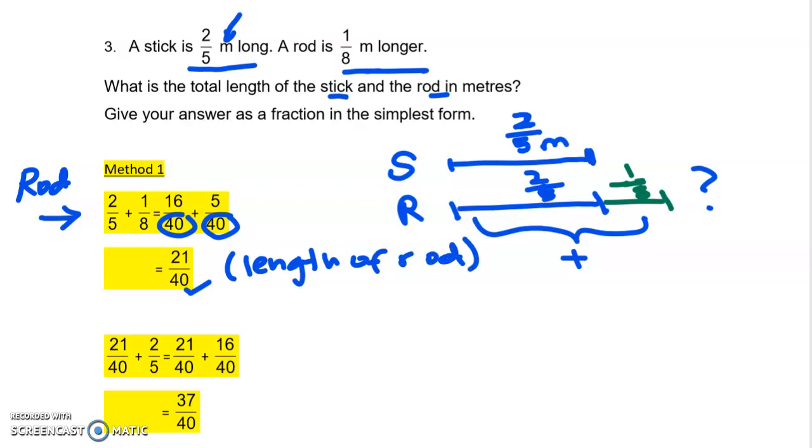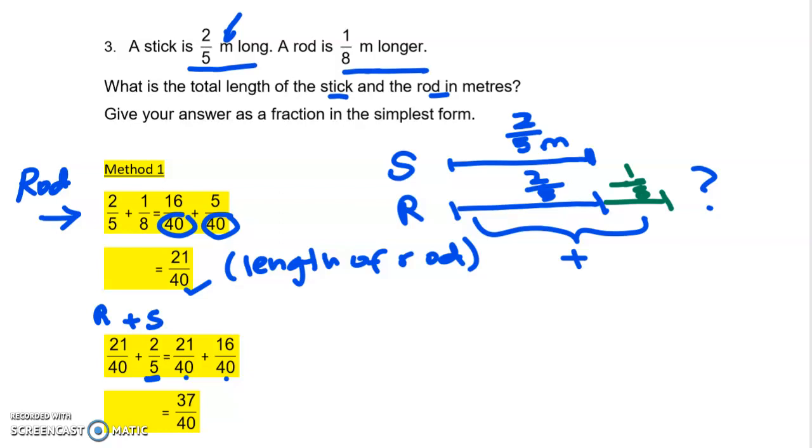Once I find the length of the rod, I will need to add the total length of the stick and the rod. So this is the rod and this is the stick. This time I only need to change the denominator, make them related fractions. Both are out of 40. Then you can add them and you'll get a total of 37 out of 40.